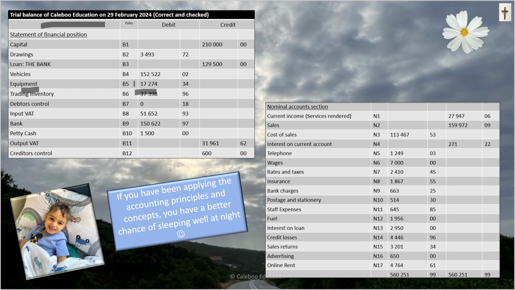So if something is of significant value within the context of the business, it needs to be shown because it might affect my forward planning about how much I need to spend on my equipment, for example, or what I need to spend on vehicles. So once again, if something is of significant value, it needs to be shown.